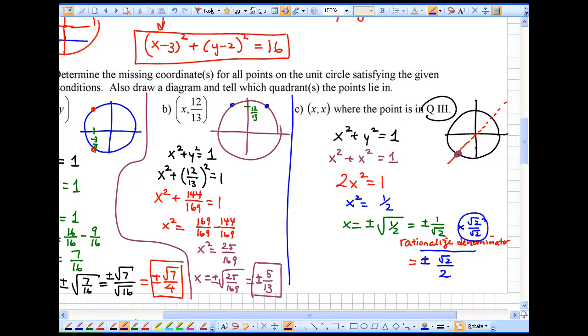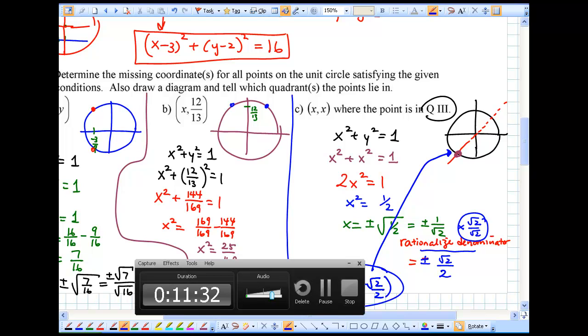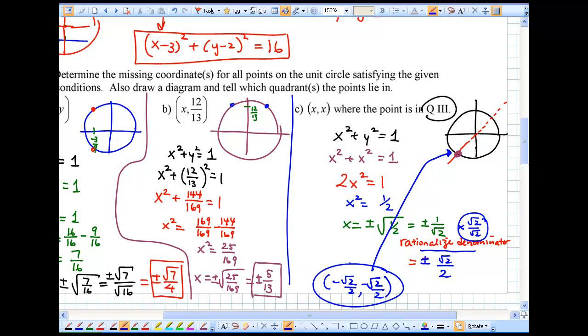Now be careful, this is not the correct answer because I asked you for quadrant 3, and notice in quadrant 3 the x value is negative. So the actual coordinate must be negative root 2 over 2, and of course negative root 2 over 2. Okay? So that's the coordinate for this point right there. Okay, pretty straightforward I hope so far. We're only 11 minutes in, so that's pretty cool.